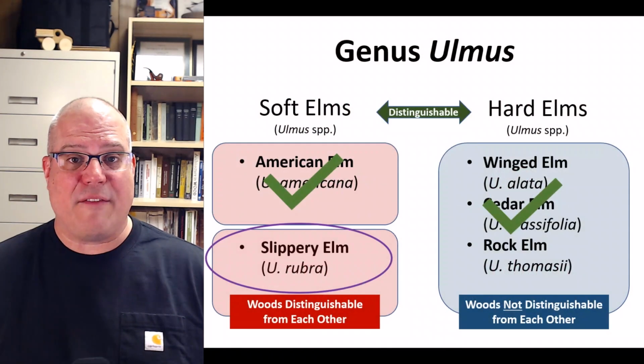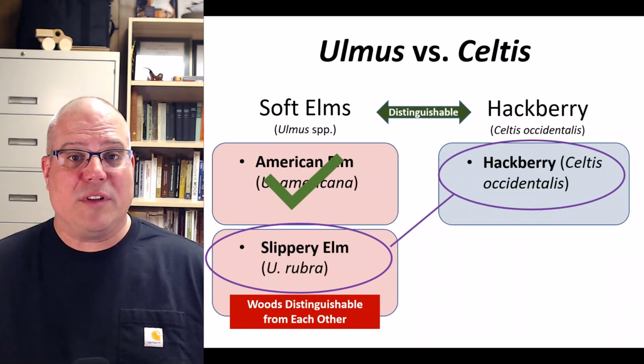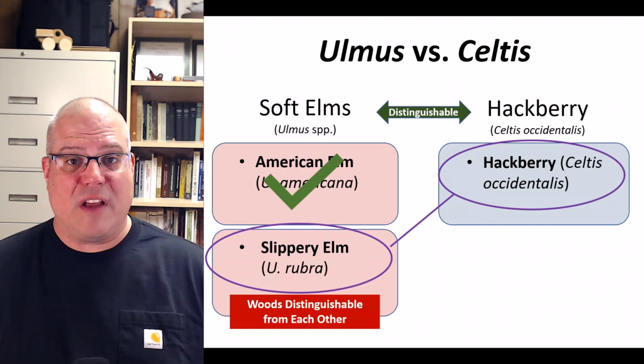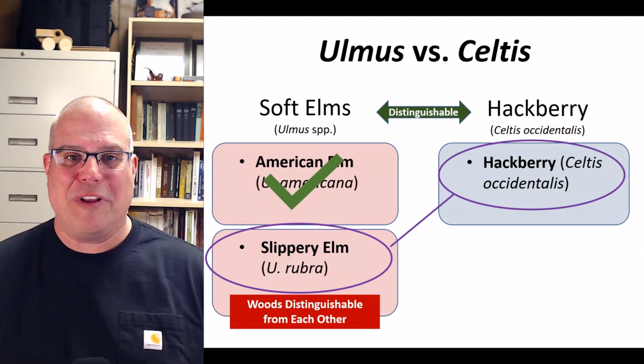In video number 7, we taught you how to identify two of the three elm groups, American elm and the hard elms. If you've not watched video 7 already, I recommend doing so to be clear on the distinction between hard and soft elms. In this video, we'll teach you how to identify the other soft elm group, represented by slippery elm, and compare it to a look-alike hardwood called hackberry.